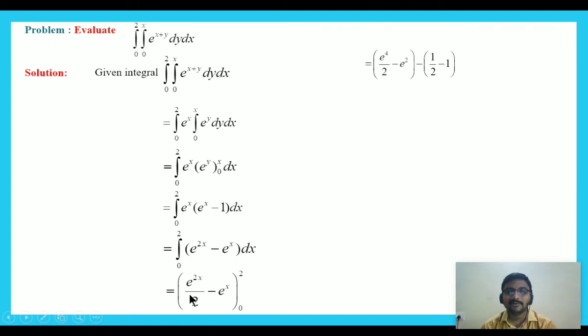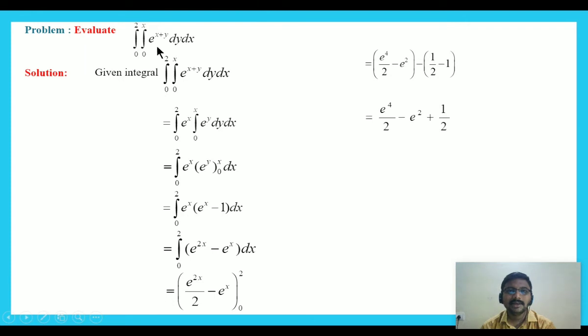That is e power 4 by 2 minus e square, substituting upper limit as 2, and then substituting lower limit as 0, e power 0 is 1, 1 by 2 minus 1. Now simplifying, we will get e power 4 by 2 minus e square. Half minus 1 is negative half. Already we have minus. Minus into minus is plus. Plus half. It is the required result.